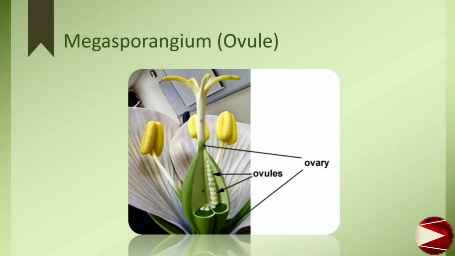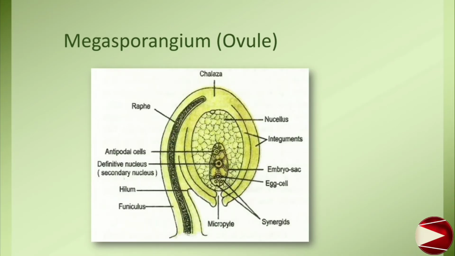Now we will study megasporangium, which is also known as ovule, and it is present inside the ovary. This diagram is the most important from this whole chapter. Let's understand the diagram. The stalk-like structure through which the whole ovule is attached to the placenta of the ovary is called funicle or funiculus. The region where funiculus or funicle fuses with the ovule is called hilum.